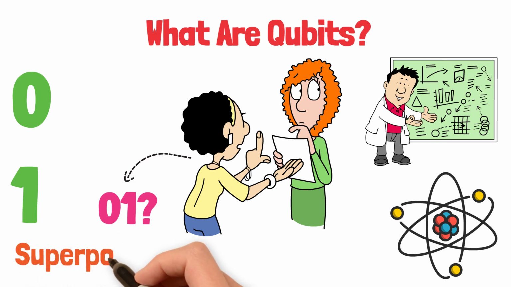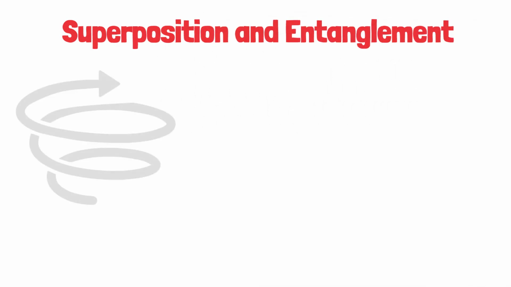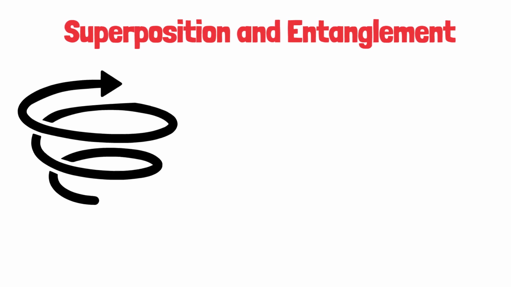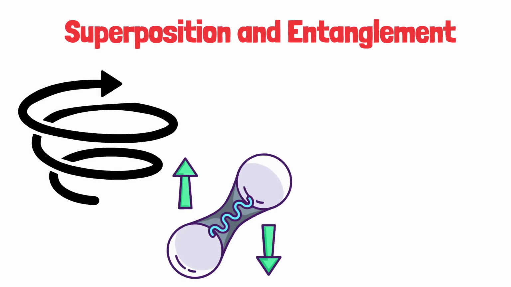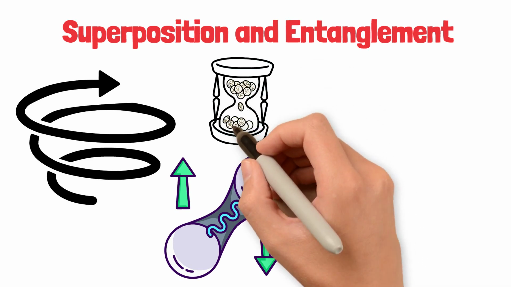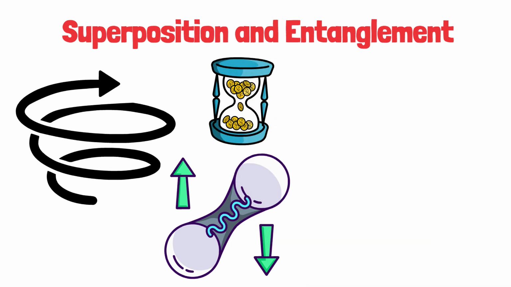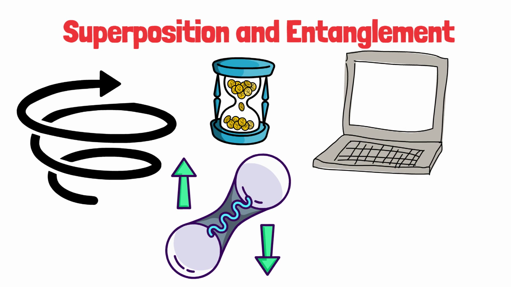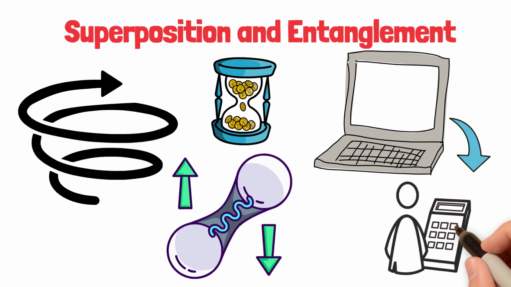This special power is called superposition and entanglement. Let me explain two cool words. Superposition means a qubit can be in many states at once. Entanglement means qubits can be linked together like twins, so when you know one, you instantly know the other, even if they're far apart. It's like having magical coins that spin in the air, and when one lands heads, the other one automatically lands tails, even if it's on the other side of the world. This magic helps quantum computers do many calculations at once.